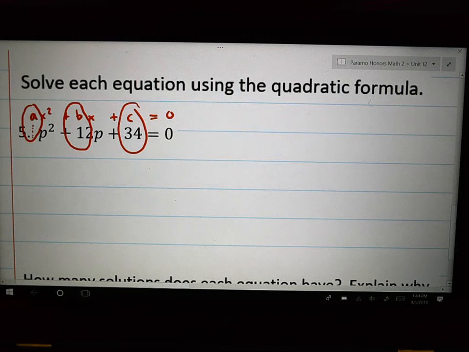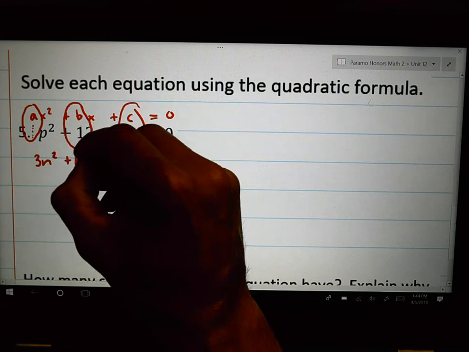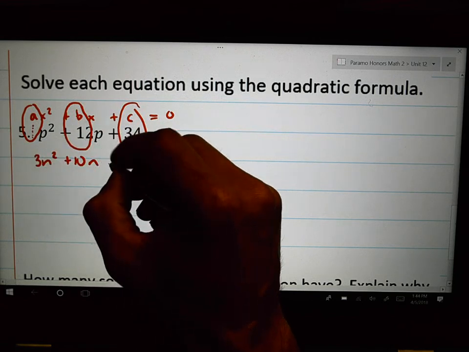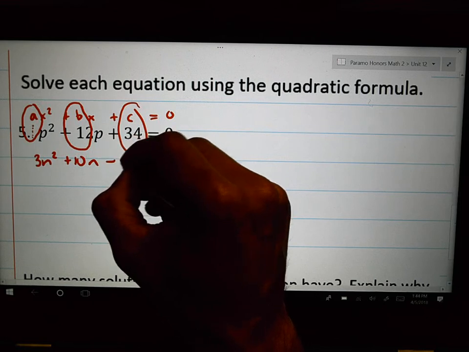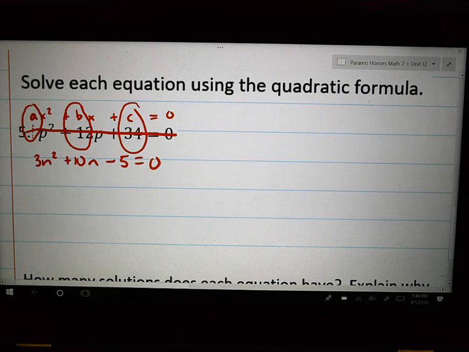Is it? Yeah. Then I might have copied the wrong question. What is number 5 of 12.3? 3n to the second plus 10n minus 5 equals 0. I apologize. I did try to make that fix between last class and this one, and that's what happens when you're under the gun. You make mistakes.